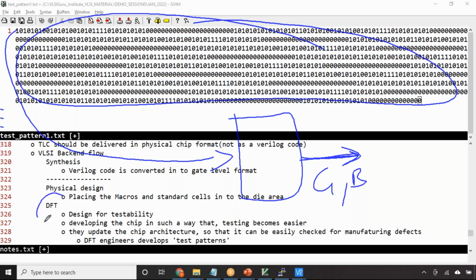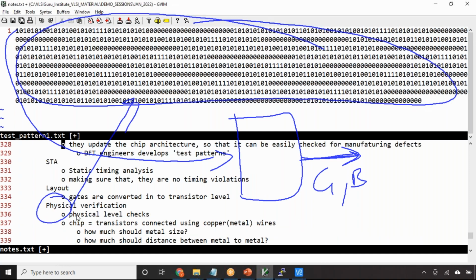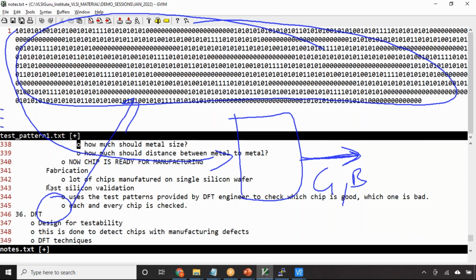The responsibility of the DFT engineer is to generate these patterns. The post-silicon validation engineer's responsibility is to apply these patterns. He will get these patterns, apply them, and check whether the chips are good or bad. Did you understand what the role of a DFT engineer is?